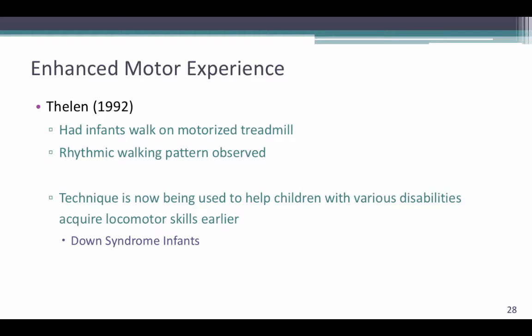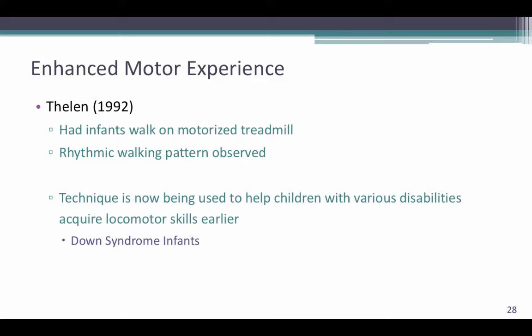The technique of treadmill stepping is now being used to help children with various disabilities acquire motor skills. Studies have shown that infants with Down syndrome have started walking earlier with the assistance of treadmill training. Infants with Down syndrome usually don't start walking until about 2 to 3 years, and research conducted at the University of Michigan has actually shown that these treadmill training interventions will have children with Down syndrome walk earlier.